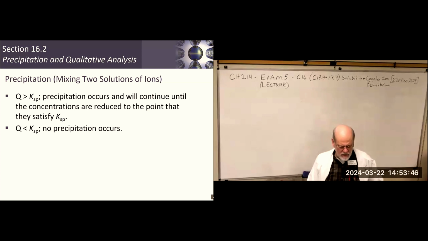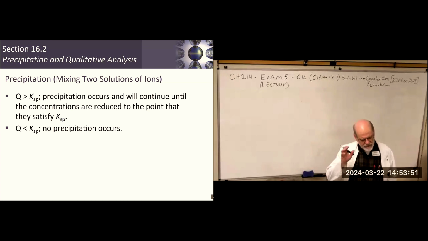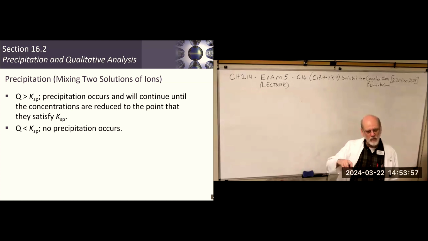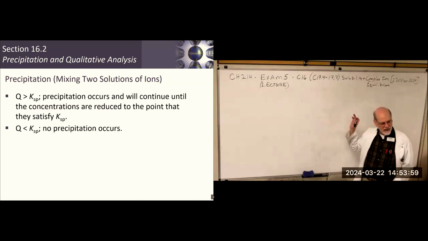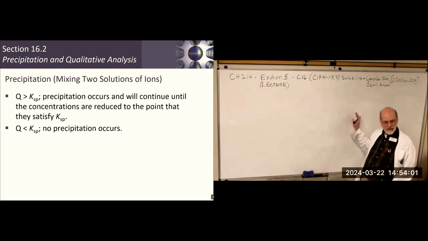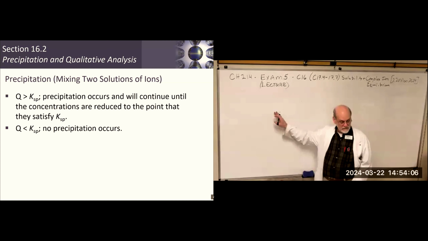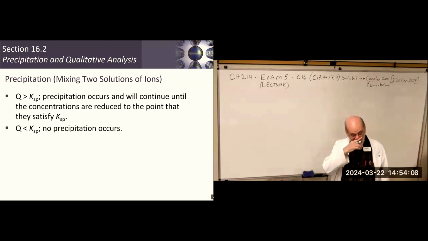Okay. The next problem we want to try to solve has to do with precipitation. In other words, we're going backwards. If we put ions in solution, at what concentration can we expect to form a precipitate?